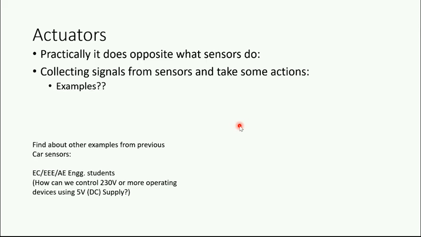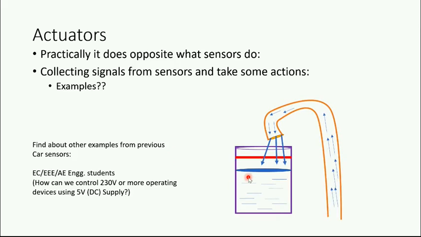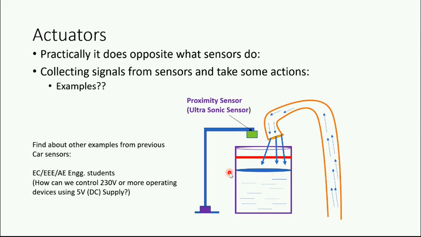So what are actuators actually? Actuators do the opposite of what the sensors do. They collect signals from sensors and take some action, normally a mechanical action. So consider this water tank. It is filled by a pipe. So water is filling through the pipe, and you might be knowing, this is the overflow marking. Beyond this level, there will be overflow of water, and wastage of water will happen.